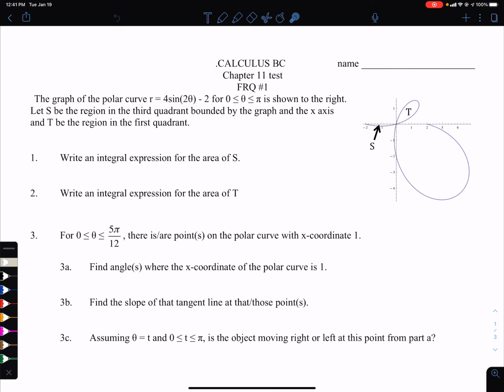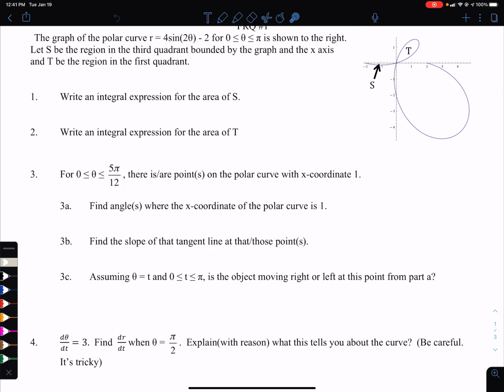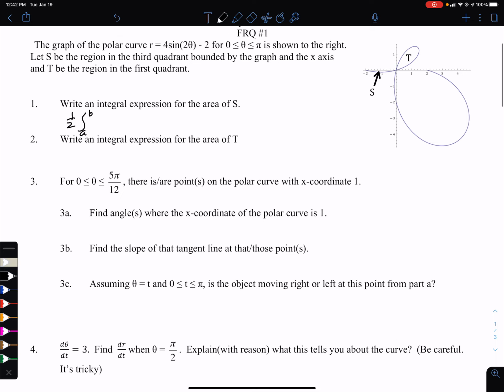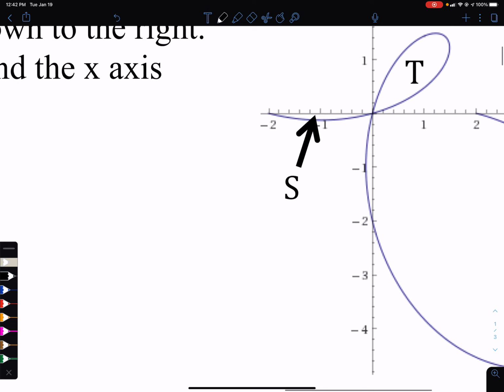So the general form for area is 1/2 the integral from a starting point to an ending point of your radius squared d theta. Well, you need the starting angle and the ending angle that produces S here. So a couple things going on.